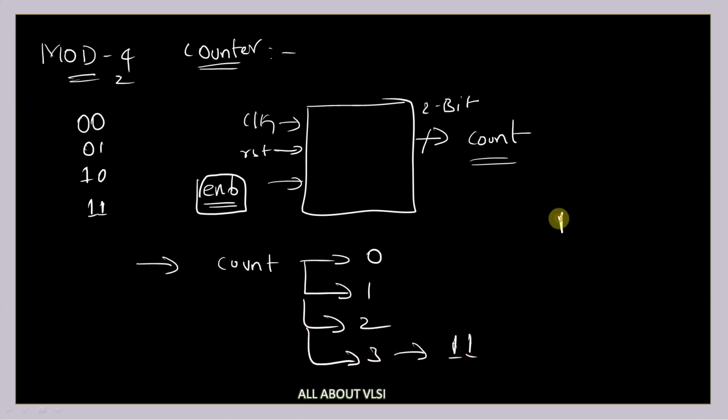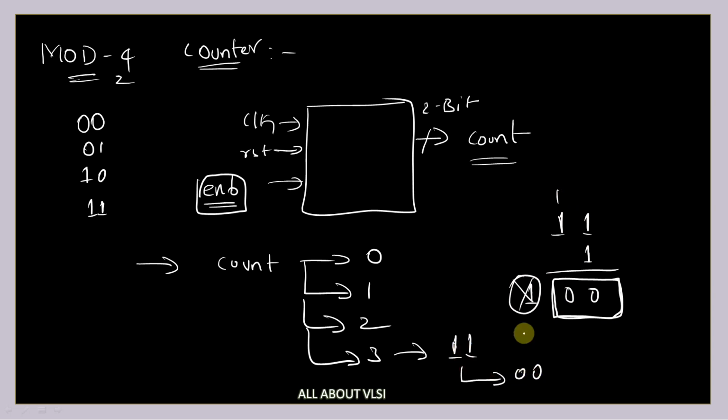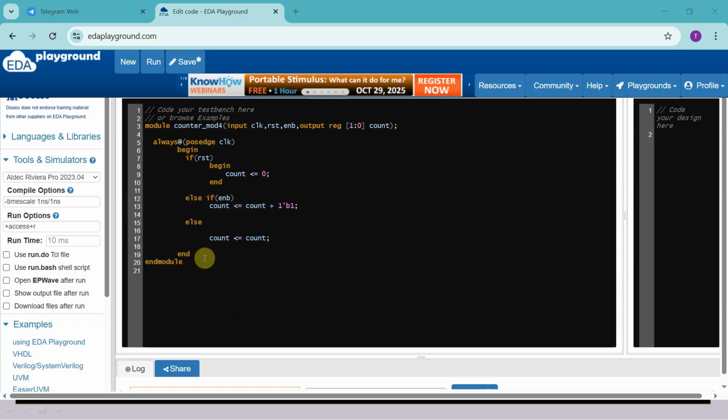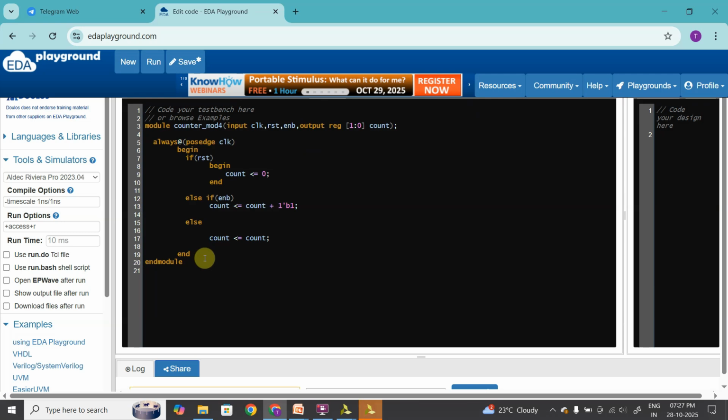Then if we add one more 1, we are going to get 0. Since it is 2 bits, we are only going to see these two zeros, we are not going to see the carry bit. That's why after 11 we are going to get 00. So no need to write any condition, just write count is equal to count plus 1. Yes, so let us check this.